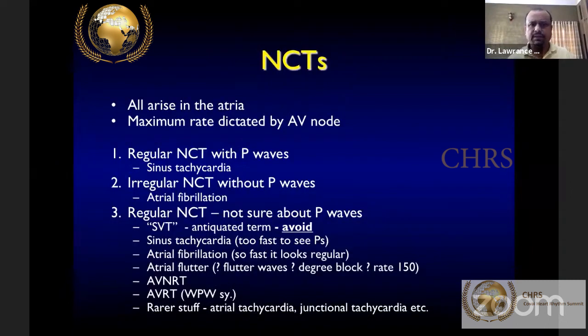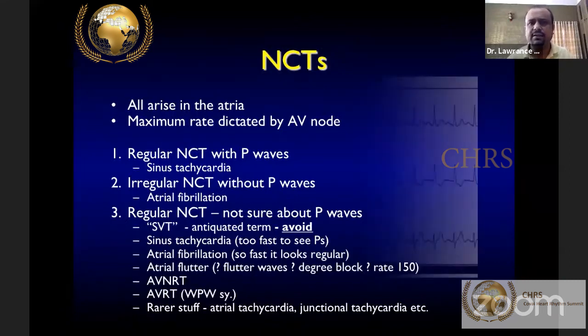So the next one we'll see is, as I told you, most of your narrow QRS tachycardias arise in the atria or at the junctional area. The maximum rate of a PSVT is dictated by the AV node, because most of your AV tachycardias are conducted through the AV node. So as fast as your AV node can conduct, that's the speed of your narrow QRS tachycardia. If you have a regular narrow QRS tachycardia with a P wave, one possibility is sinus tachycardia, which is a long RP tachycardia. Irregular narrow QRS tachycardia without P waves, where you are not able to see a clear-cut P wave, could be atrial fibrillation. All other regular narrow QRS tachycardias you can differentiate by the algorithm which I already showed you.